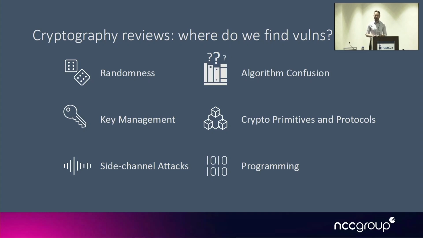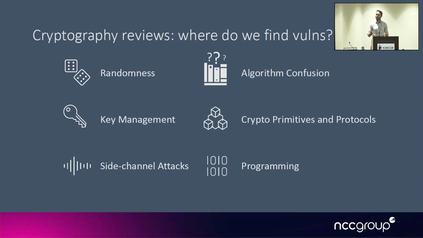Another common area is around key management. So key management could be things like a leftover firmware signing key that has been left in a device, or maybe some key rotation that is not being handled properly. And then we have crypto primitives and protocols, so that's kind of a catch-all category where we find issues around low-level arithmetic, for example, in elliptic curve cryptography, something that we find pretty often as well.